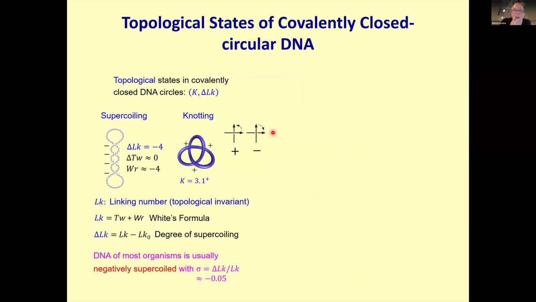So I think I'll start by just reviewing briefly some DNA topology. I think this is known to most of you, but it's worth reviewing for the sake of completeness. DNA topology basically involves supercoiling, knotting, and catenation of DNA. Catenation is not shown here because the main focus of today's talk is supercoiling and knotting.